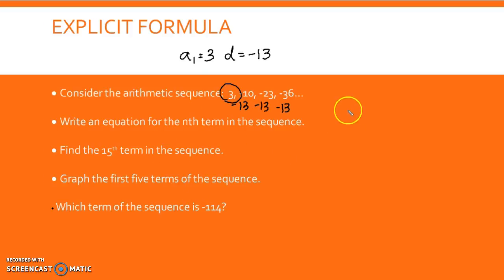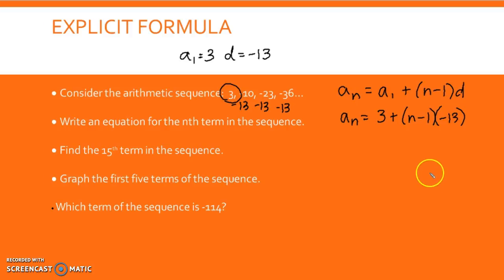So now I'm going to start filling in my equation. Remember, it's a sub n equals a sub 1 plus n minus 1 times d. So I'm looking for a sub n. A sub 1 is 3. I'm going to leave the n minus 1, and my common difference is negative 13. Now that I plugged it in, I'm going to go ahead and simplify. So I'm going to distribute this negative 13.